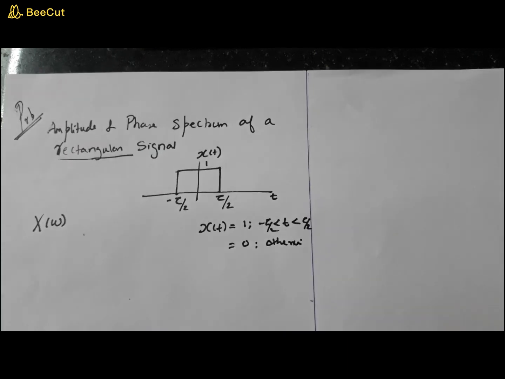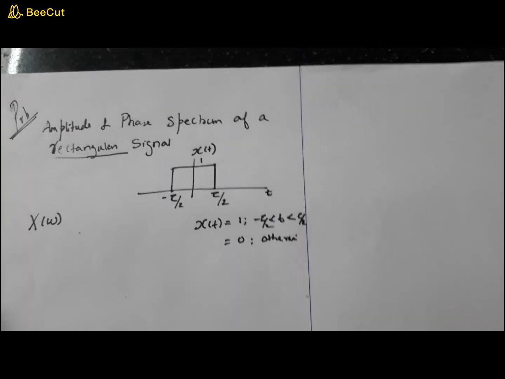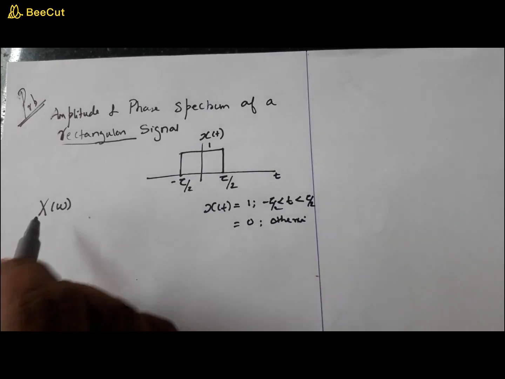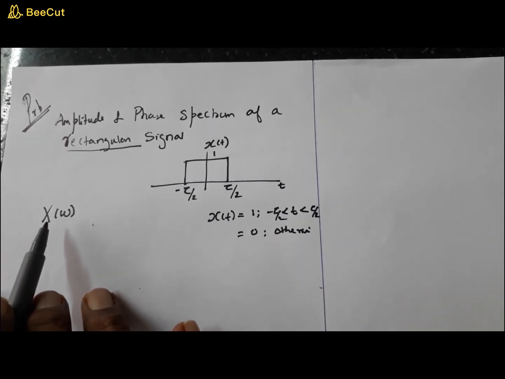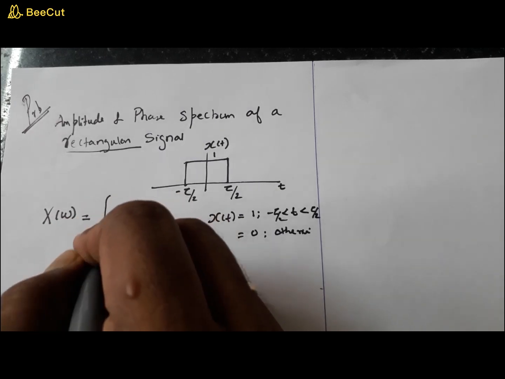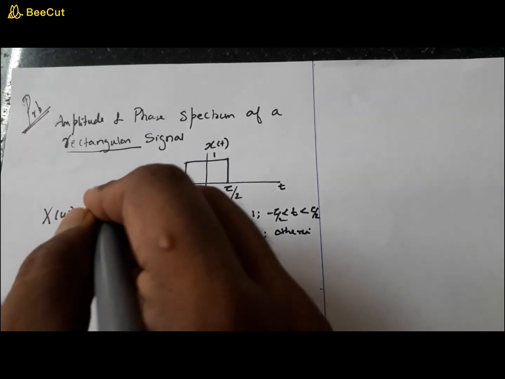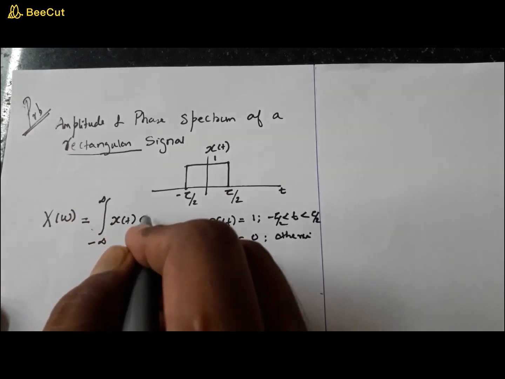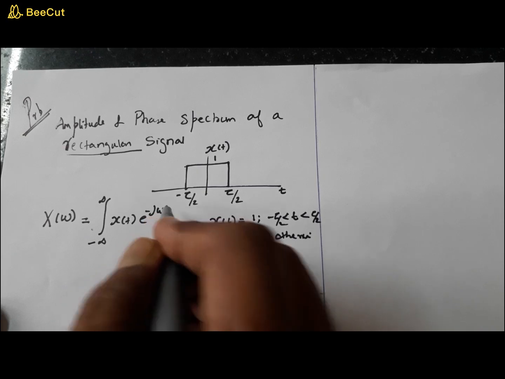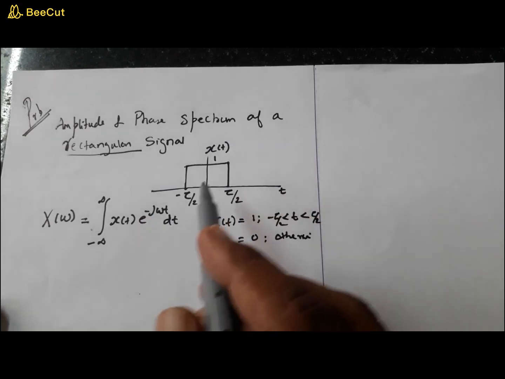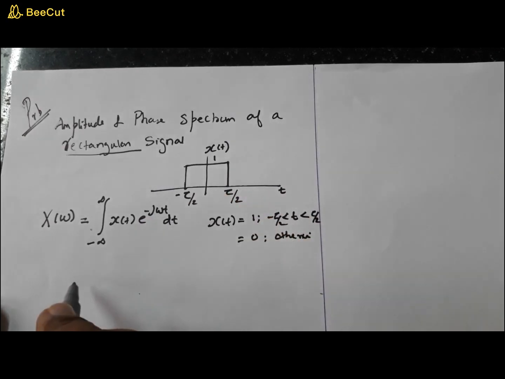And now this has got a frequency domain, and the frequency domain can be explained by this Fourier transform. Now let us see what is this X of omega. Just rewriting the basic expression, that is, integral from minus infinity to plus infinity, x of t e raised to minus j omega t dt. This is the basic expression. Using this expression, we are going to find out X of omega of this rectangular signal.